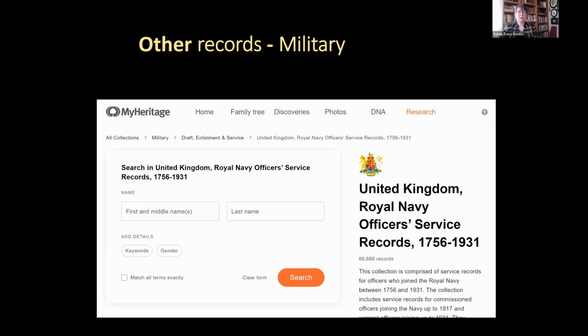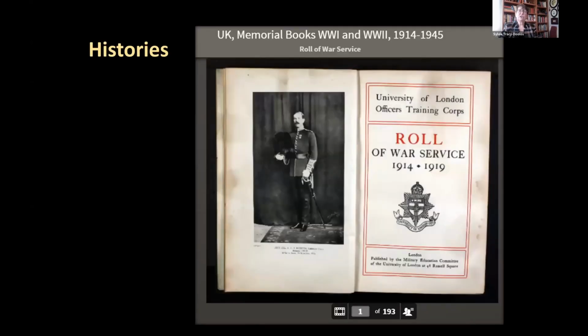This is their United Kingdom Royal Navy Officer Service Records. I would definitely look at that if I had anybody who was ever an officer in the Navy during this time frame, because all those officers who were involved in our Revolutionary War might be listed in this database. So great records set there at MyHeritage.